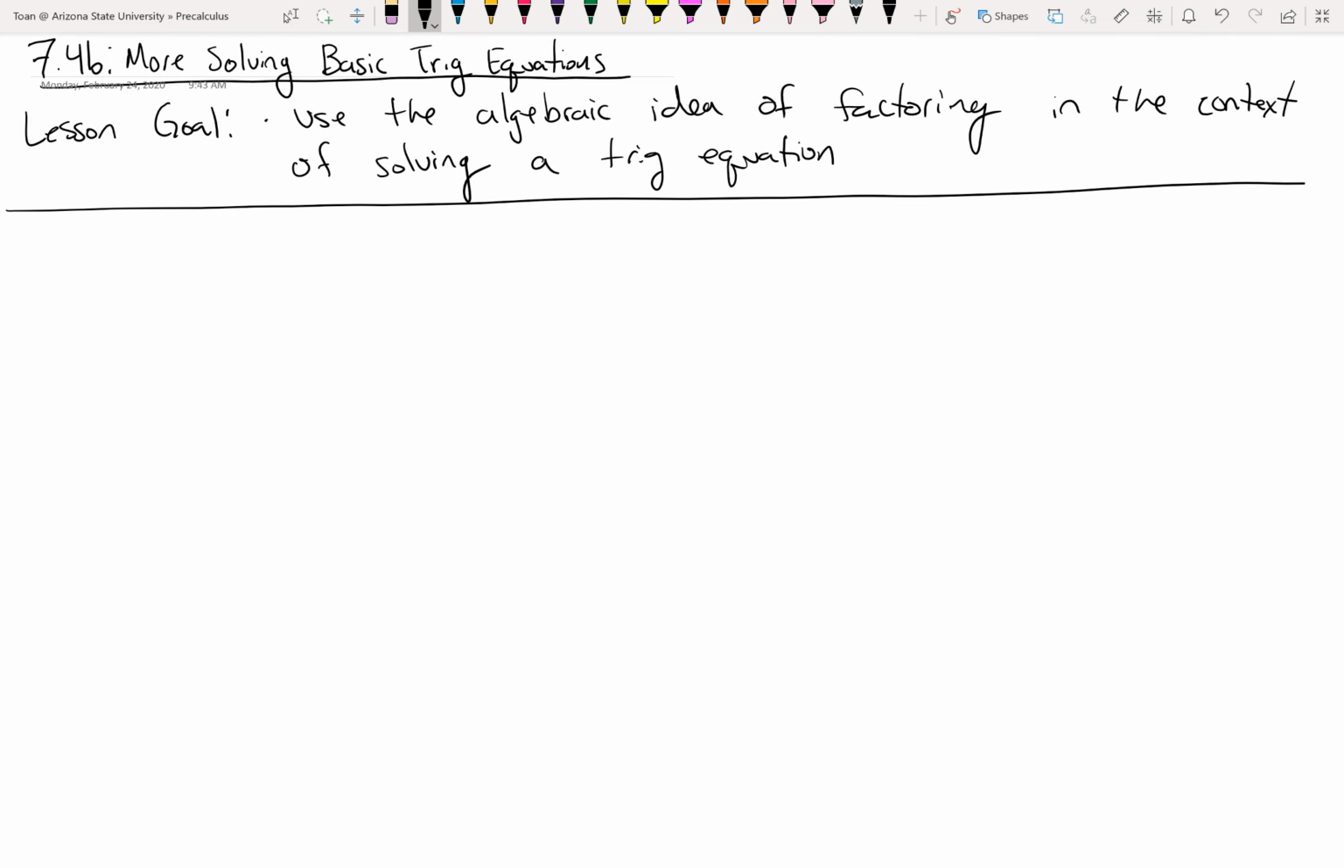So 7.4b will be still within the umbrella of, quote, basic trig equations. The point of this lesson is just to show that we can use some advanced techniques that we learn in algebra in the context of, well, trig equations. Remember back in Algebra 1 or Algebra 2 when we first learned how to solve equations?